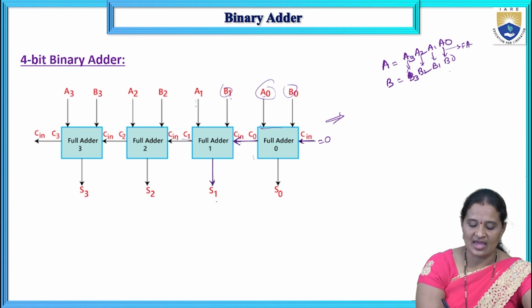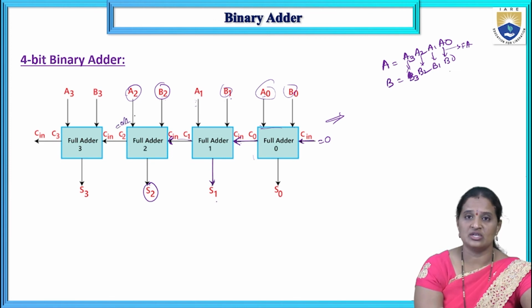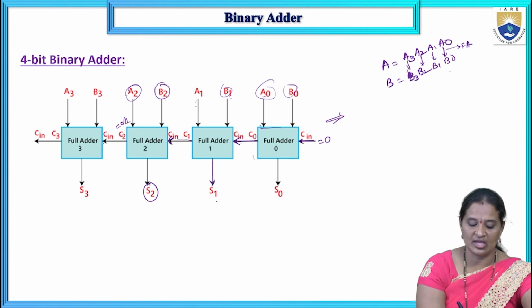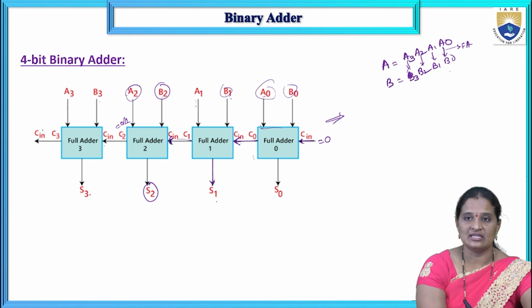And then again this carry is given as input to the next one, and the 2 bits of the 2 numbers A2, B2 are given as inputs. It produces the sum and carry. The carry may be either 0 or 1, and that will be given as input to the next full adder: A3, B3, sum S3 and C3.